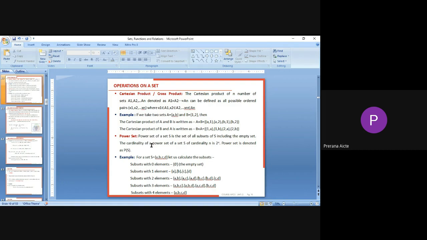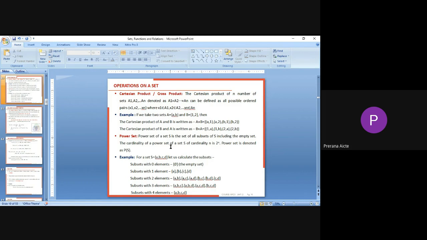So next one, the power set, a very important one. The power set of a set S is the set of all subsets of S, including the empty set. So if you write all possible subsets for the given set, and combine all those subsets as one particular set, then it is called a power set. Normally, how many sets will be there in the power set, we can identify with the help of the cardinality of the given set.